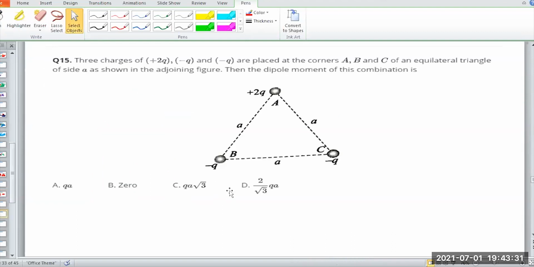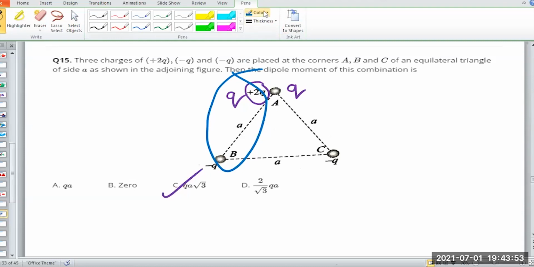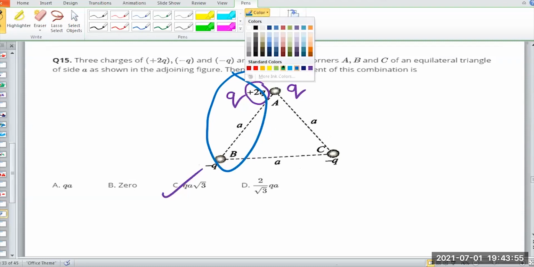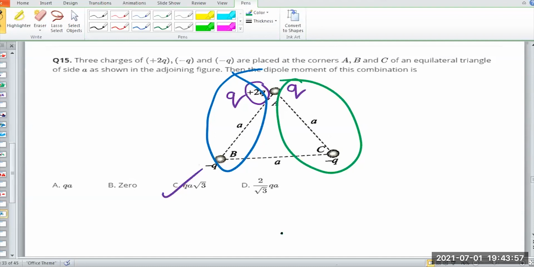This question I am not going to discuss because we have already discussed it in our visual physics class. This question is given only for your practice purpose, to check whether you have understood the principle of superposition or not. This plus 2q can be taken as q and q. So this is one dipole and this is another dipole. Yeah, very good. Next.